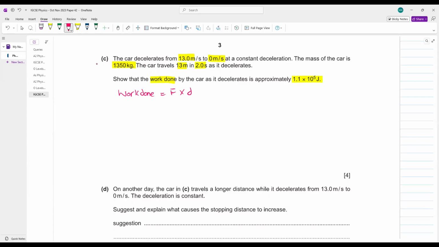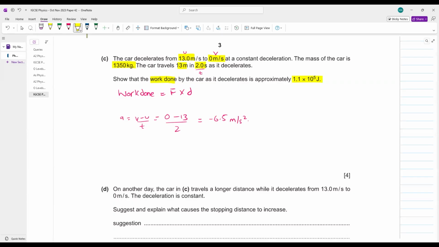Now how will you calculate the force? Very, very easy. Your initial speed is 13. Final speed is 0. Your time taken is 2. Can you calculate the acceleration? Yes. V minus u divided by t. This comes out to be what? V is 0. Initial speed is 13. Time is 2. This comes out to be 13 divided by 2. Negative 6.5. Negative 6.5 meter per second square is your acceleration.